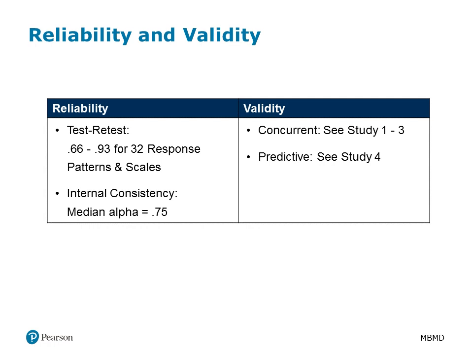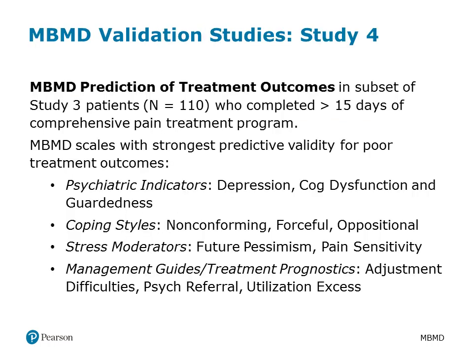Validity studies included studies that established the associations between the MBMD scales and widely used self-report measures. These showed strong evidence of convergent validity with things such as the MMPI and various pain assessments. We've summarized these in the appendix, so you can refer to those later. In terms of predictive validity, this was established by relating MBMD scale scores longitudinally to patient outcomes in a comprehensive pain treatment program, as noted in the next slide, which covers Study 4.